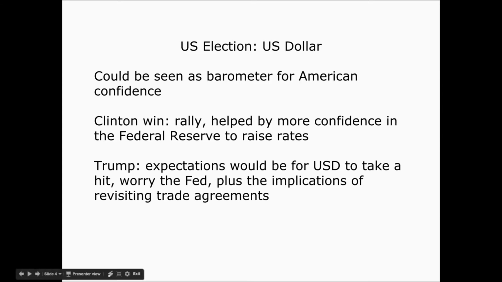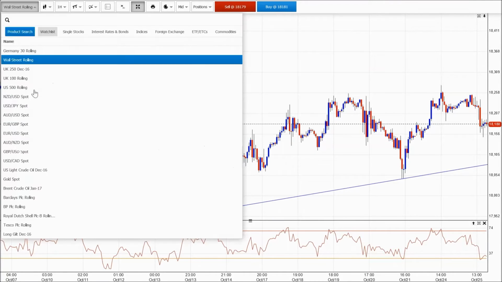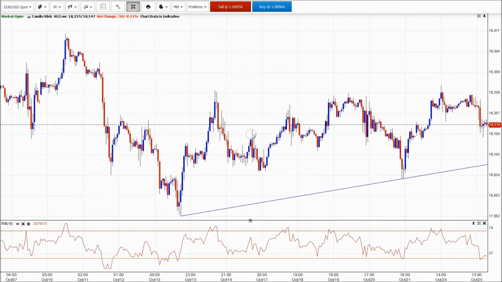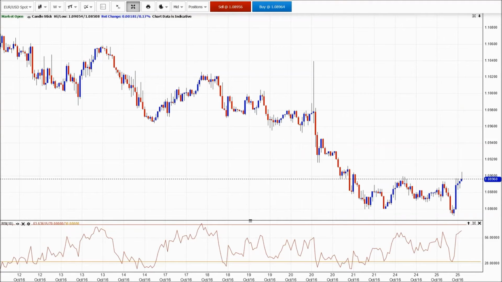But let's take a look at the charts, because I think there are some interesting levels coming up, even if we didn't have an election. I think there are some interesting ones to watch. So let's take a look at euro dollar, because I must admit, I've been surprised by the weakness of the euro in recent weeks against the US dollar. But let's just flip this out to maybe a slightly longer term one.